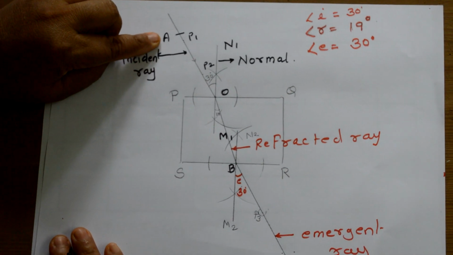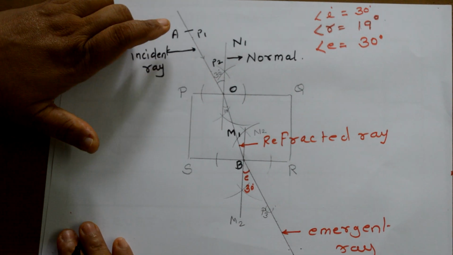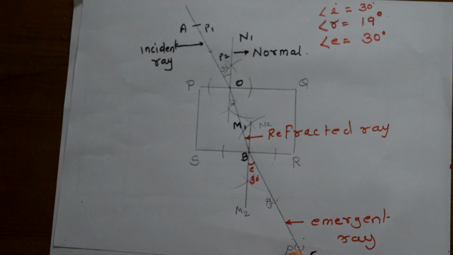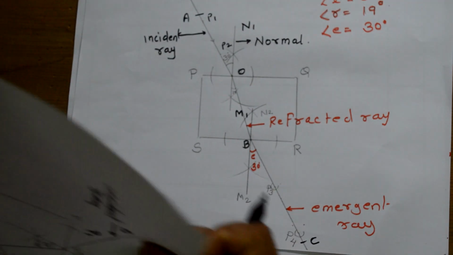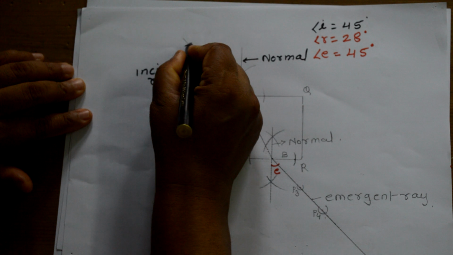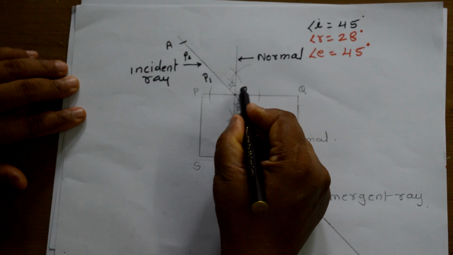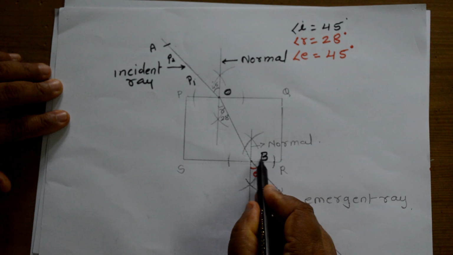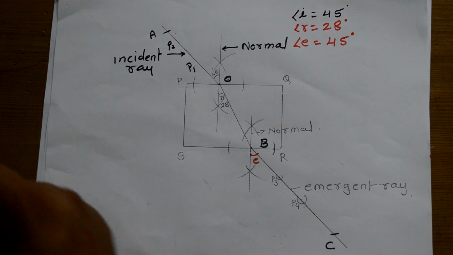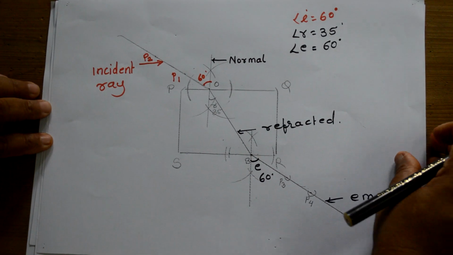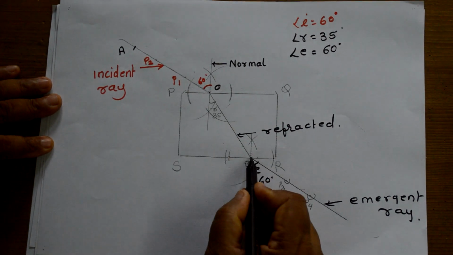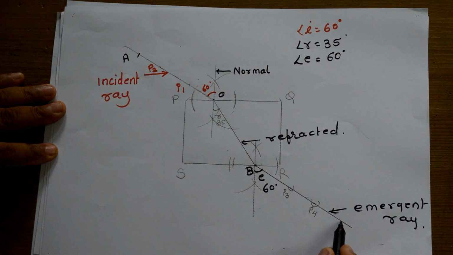Children, path of ray of light for angle 30 degrees is A, O, B, C. Similarly, for angle 45 degree is also A, O, B and here C. Same as for 60 degree, path of ray of light is A, O, B and C.